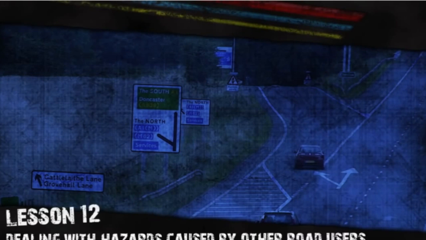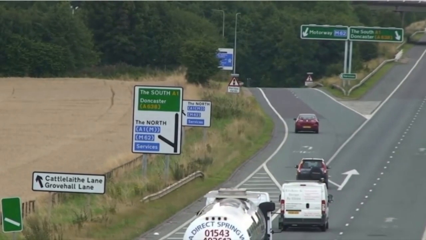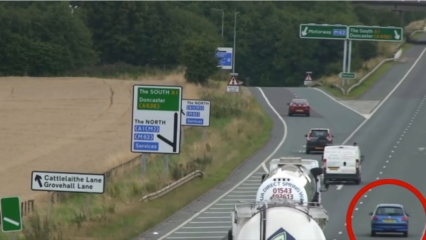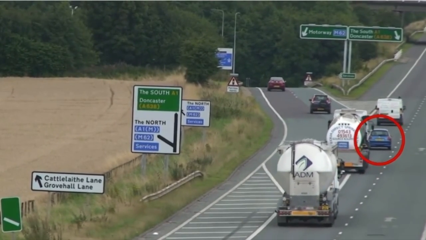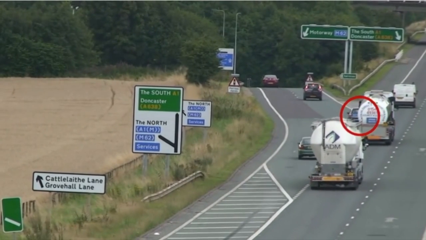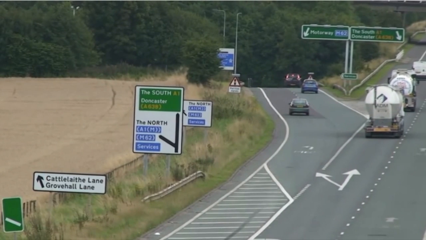Dealing with hazards caused by faster-moving traffic. On a road with a higher speed limit and therefore faster-moving traffic, any mistake made by another driver may cause a greater hazard than the same mistake on a normal road. It's therefore essential that you look and plan well ahead in order to deal with these hazards safely.